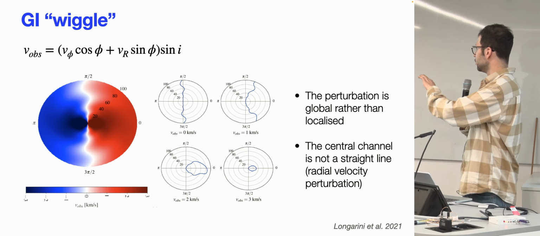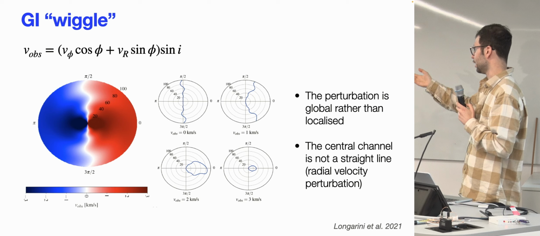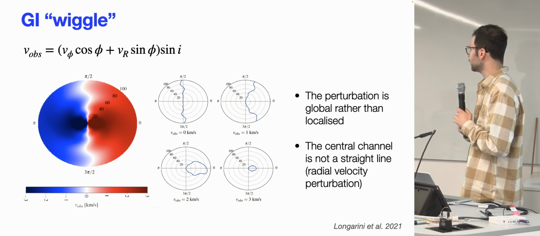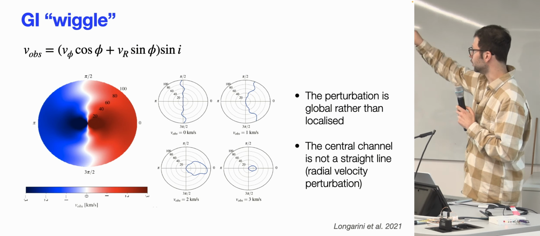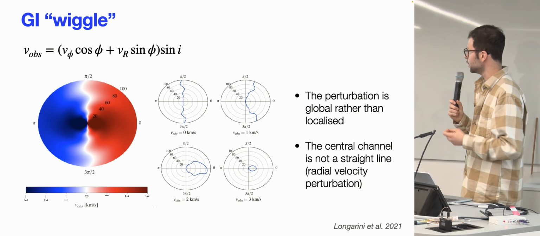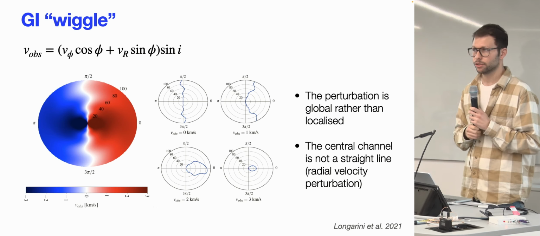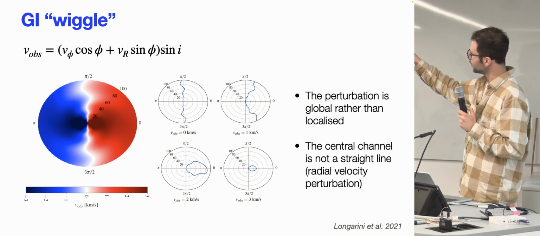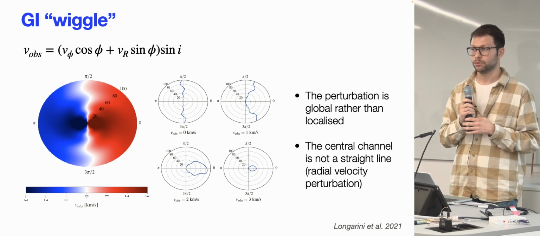And as you can see, the perturbation is global, so it's visible everywhere and in every channel. So it's like in the numerical simulations I showed you before. And if we focus our attention onto the central channel, so the vertical line in the first of the 4 plots, it is interesting to look at it because it's not a straight line. It shows this oscillation, while for a simply Keplerian disk, it's just a straight line. And we observe an oscillation here because we have a perturbation to the radial velocity.